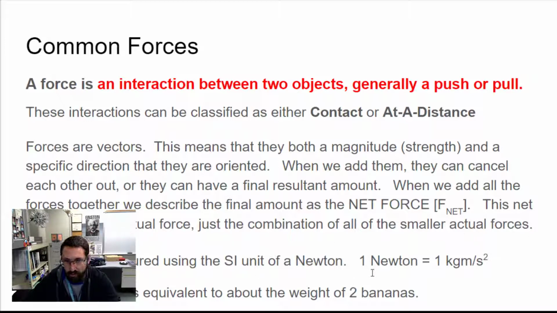We measure forces using newtons, where 1 newton is 1 kilogram meter per second squared, and a single newton is equivalent to about the weight of a small fruit, or I think it's 1 banana is 2 newtons.